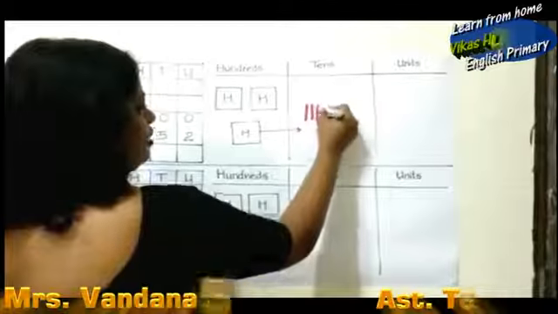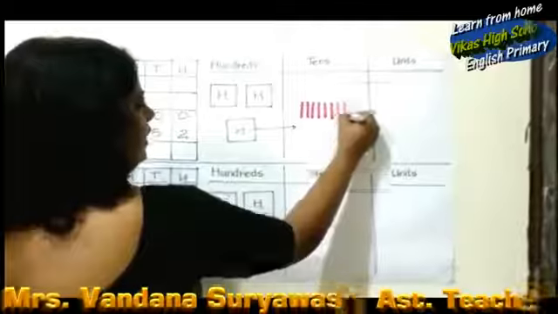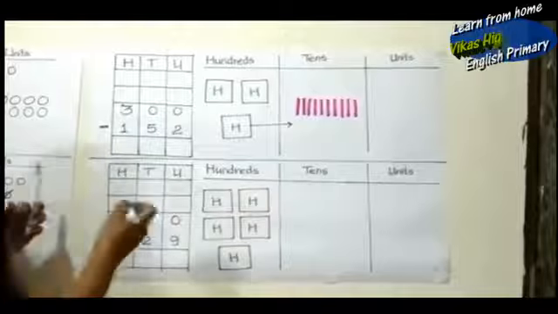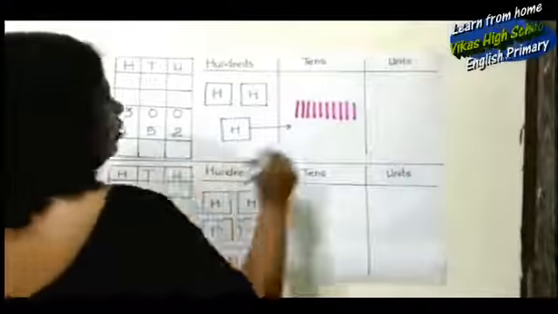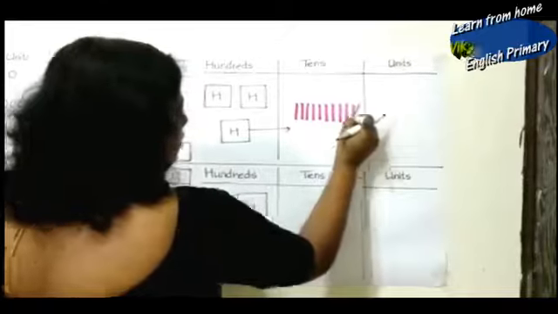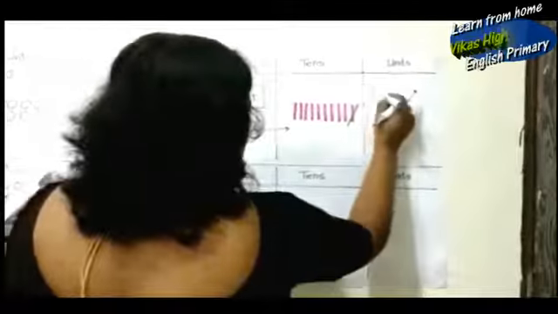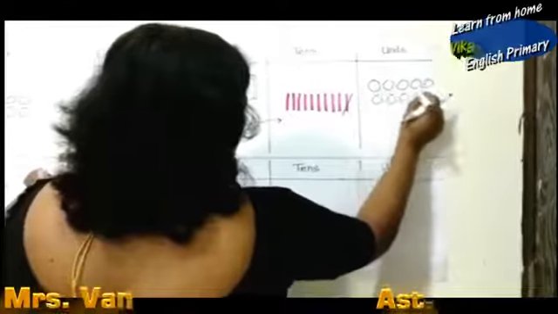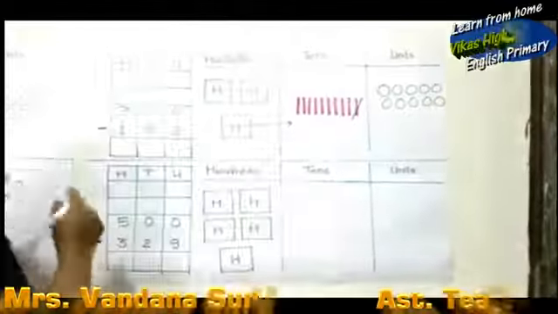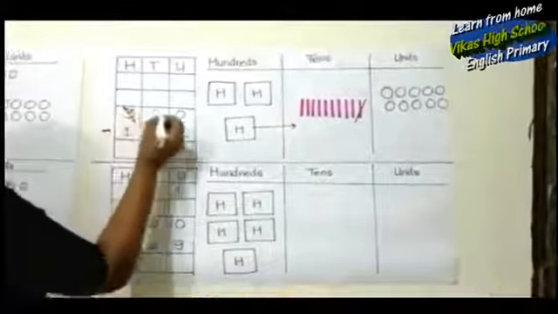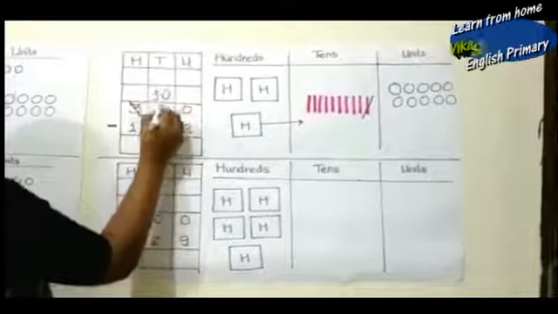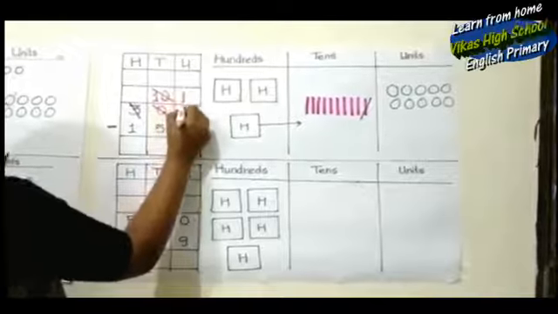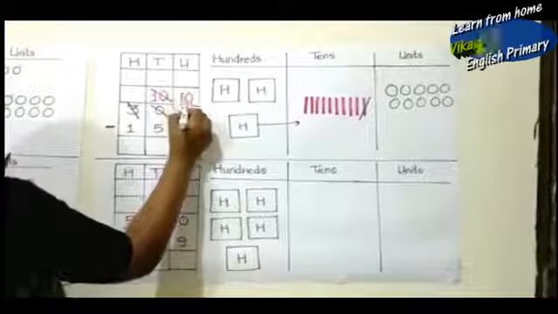So, 1, 2, 3, 4, 5, 6, 7, 8, 9, 10. Okay. And from this 1 tens, when we borrow here 1 tens, it becomes 10 units. Okay. Now, from this 300, we borrowed here tens. And from this tens, 10 tens, we borrowed here 1 tens.